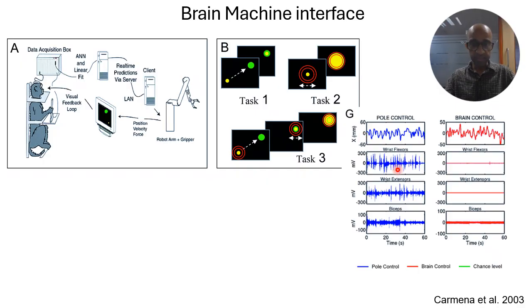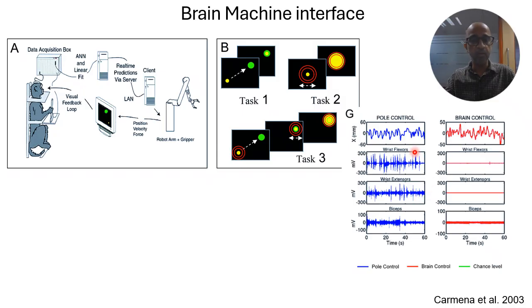When that happens, you can see that a variety of different muscle groups are working, right? Wrist flexors are working, wrist extenders are working, biceps are working to move the joystick back and forth, right? And then finally to grab the thing.